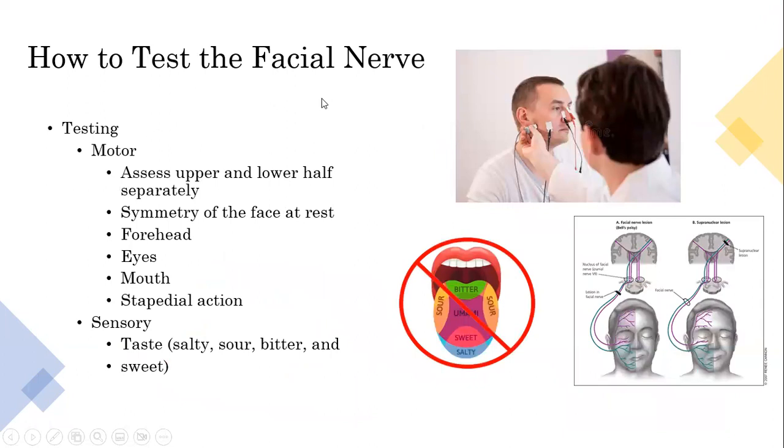Okay, so how to test the facial nerve. You can test the motor by assessing the upper and lower half separately. You want to look at the symmetry of the face at rest. You want to look at the forehead, your eyes, mouth, and your stapedial action. Your stapedial action has to do with your ear, because you have the stapes. It's just that muscle that goes back, I think, right here. You want to make sure that there isn't any drooping, like I said earlier, and a neurologist can also test it using these wires to judge where all the drooping is.